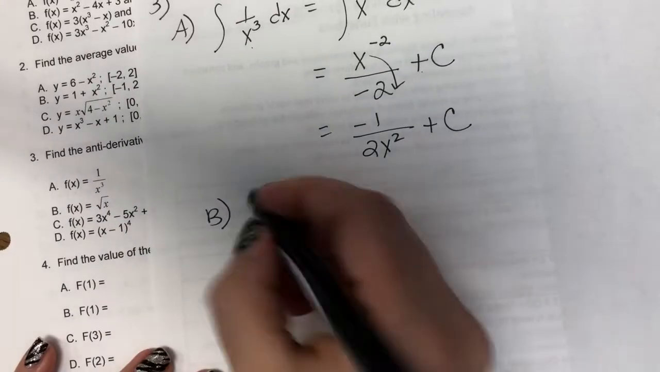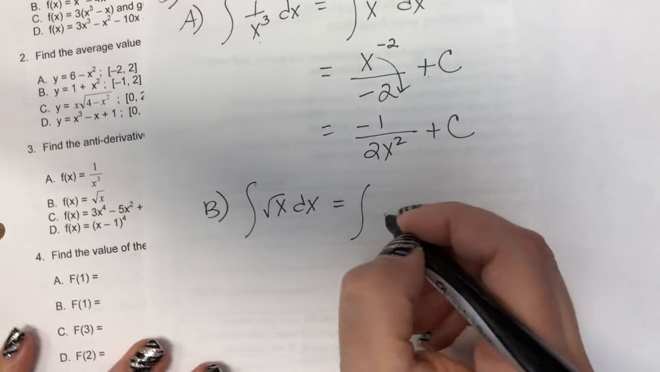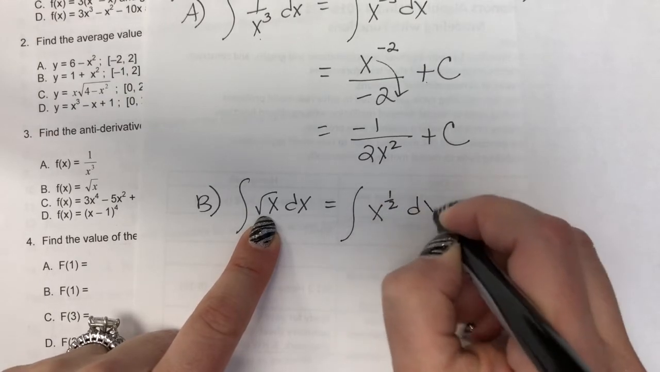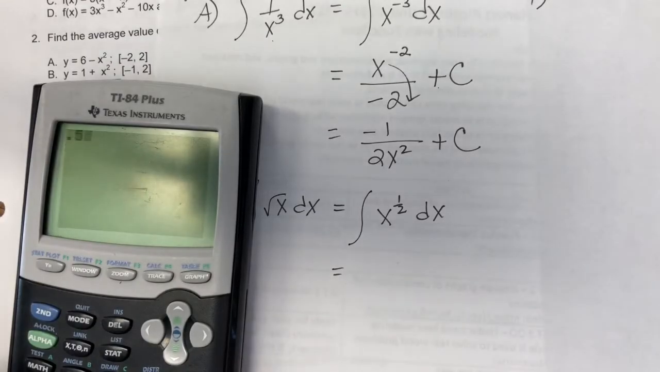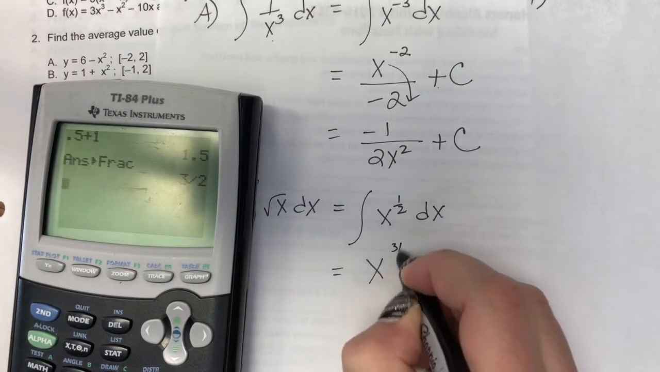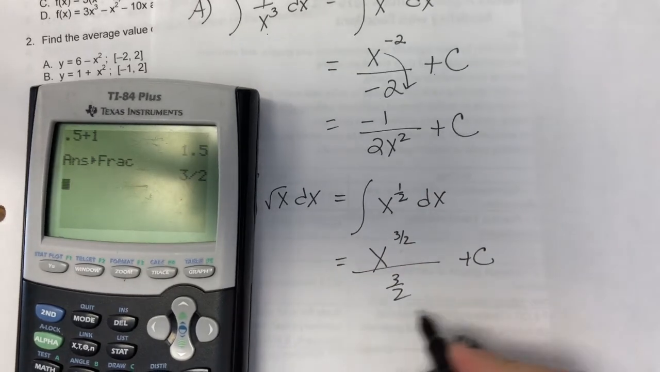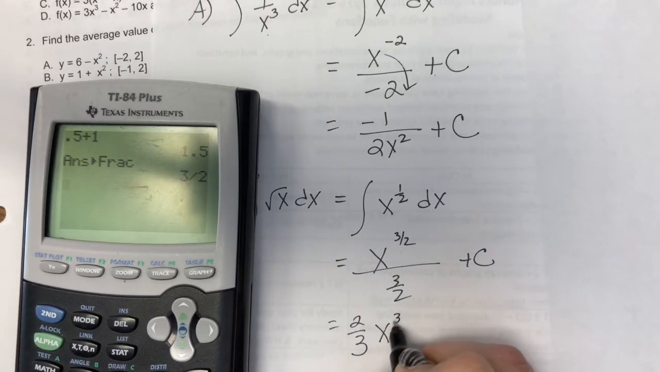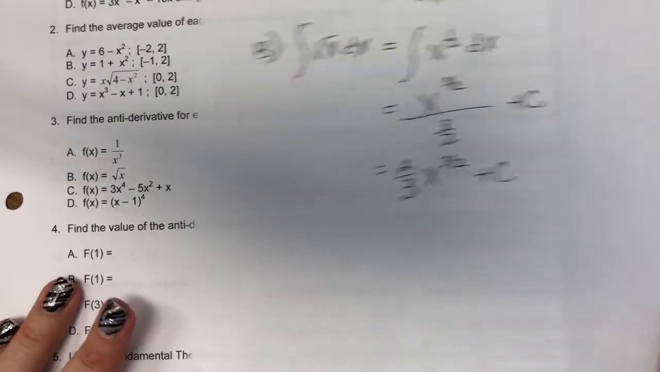Okay, B. Again, we have to make the square root of x better, so we're going to make it a power. Now we're going to add 1 to the exponent. So that's x to the 3/2 divided by 3/2 plus c. Well, we don't like to divide by 3/2, so we will multiply by the reciprocal. And there is our answer to B.